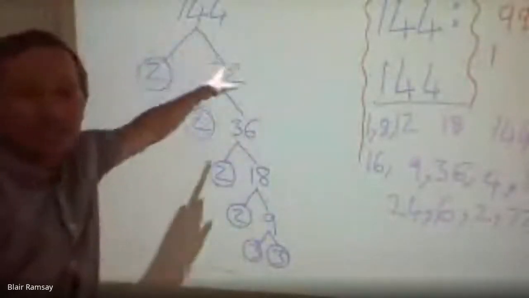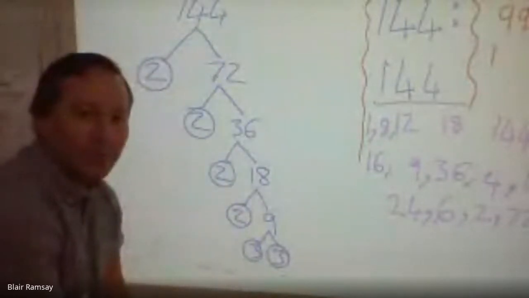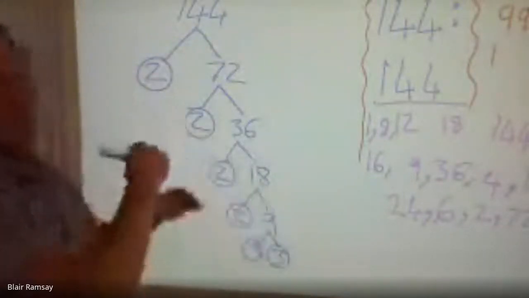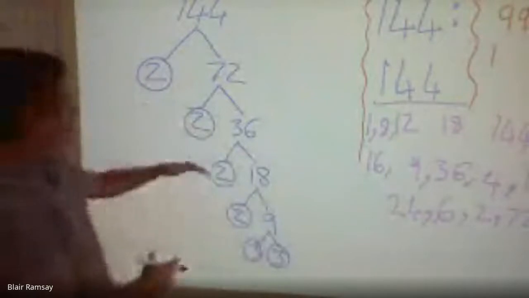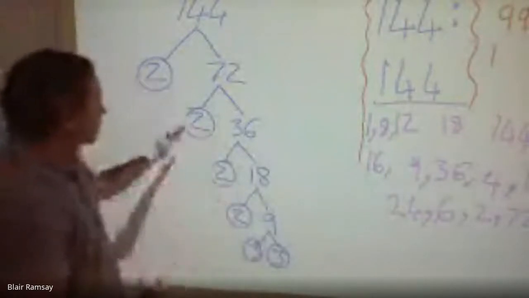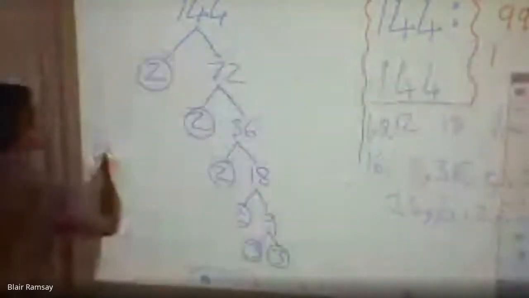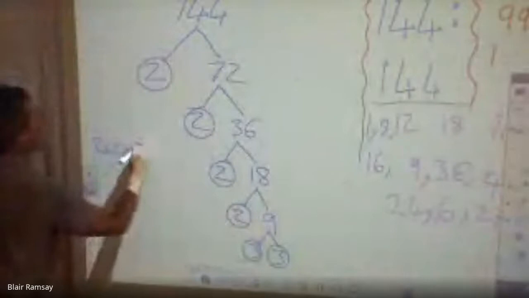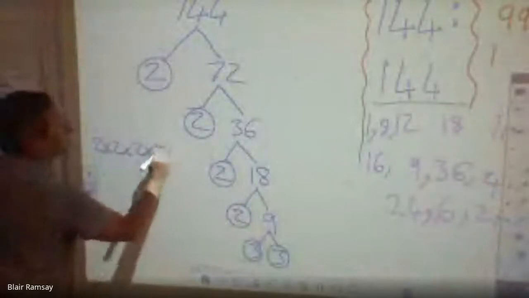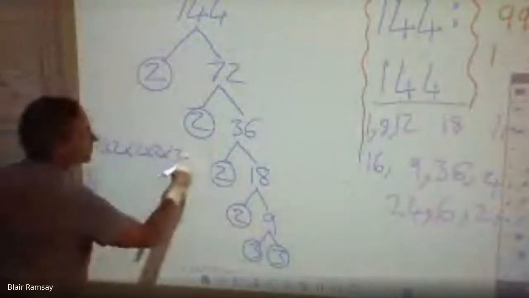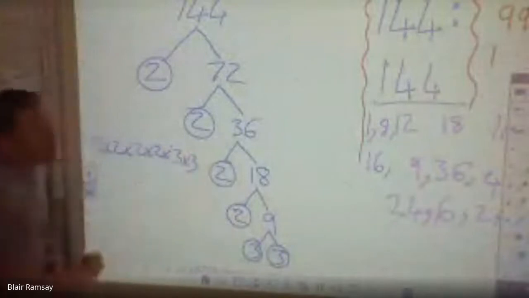Yeah. Fatima. That's okay. And what is the short version to write 2 times 2 times 2 times 2 times 3 times 3? What's another way I could write that? Do you know, Fatima?